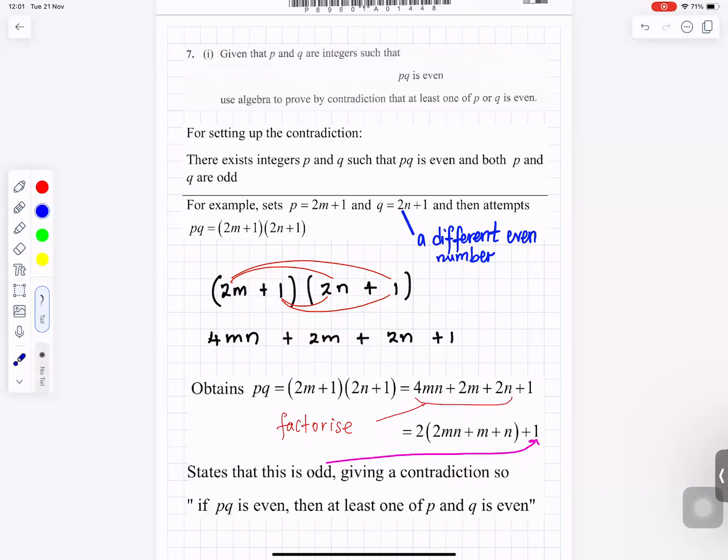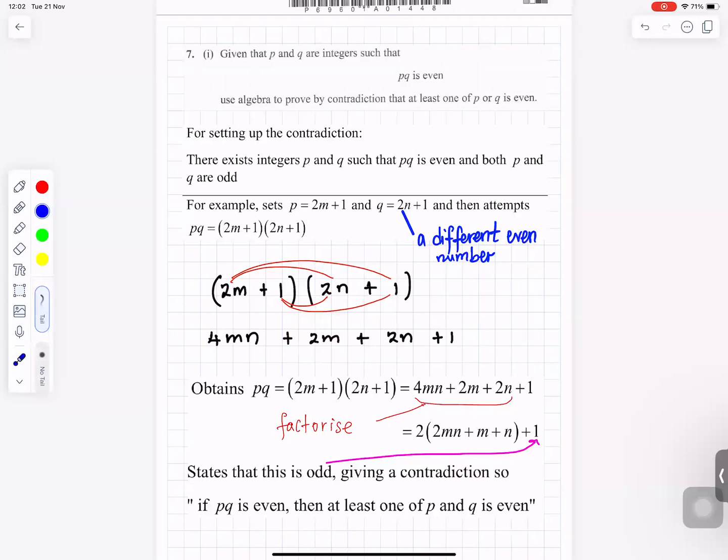Question number 7a, or 7 part 1. Given that p and q are integers such that pq is even, use algebra to prove by contradiction that at least one of p or q is even. So we want to set up a contradiction. There exist integers p and q such that pq is even and both p and q are odd.